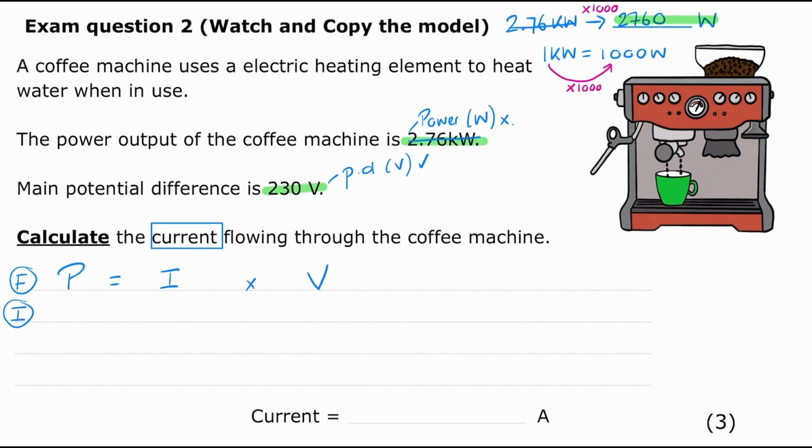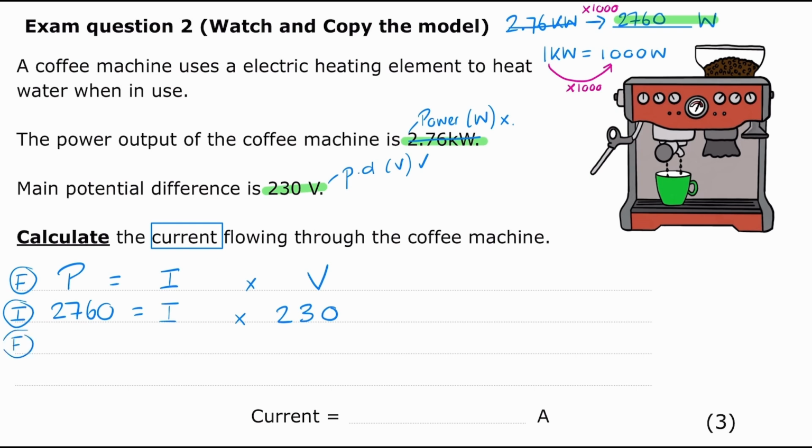Next, let's input the values. Power is 2,760 watts. Current is unknown, so let's leave it as I. And potential difference is 230 volts. This gives us the equation 2,760 equals I times 230. Just like before, we have now secured a mark for correctly substituting values into the formula. And we also secured a mark for doing a conversion. So we've picked up 2 marks already. Make sure, again, you do not skip this step. Many students do, and they risk losing all of the marks for the question if they rearrange incorrectly.